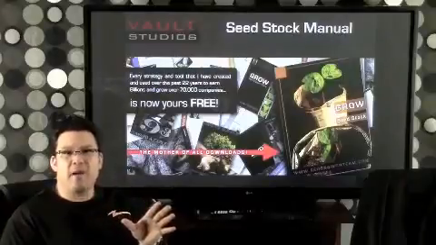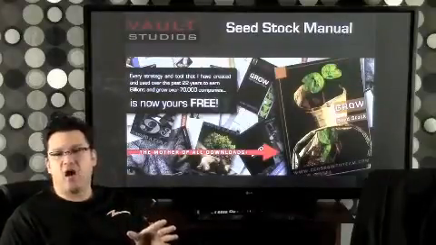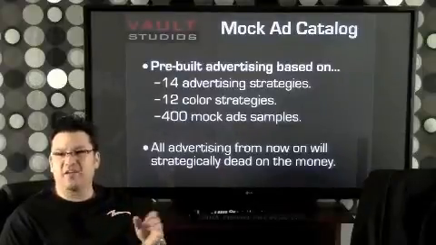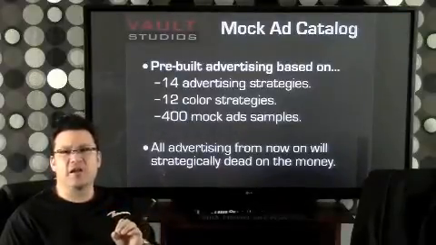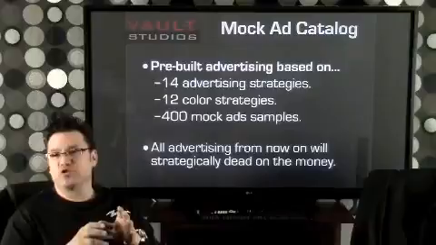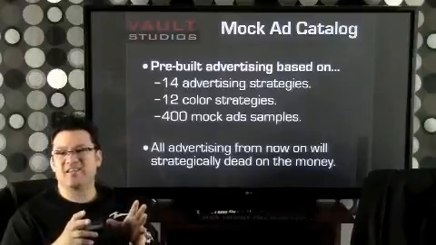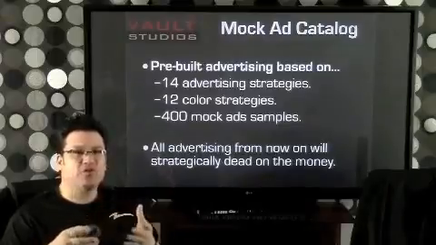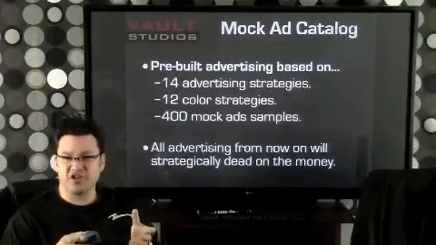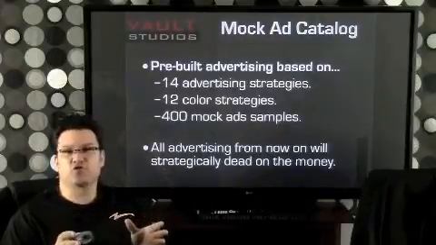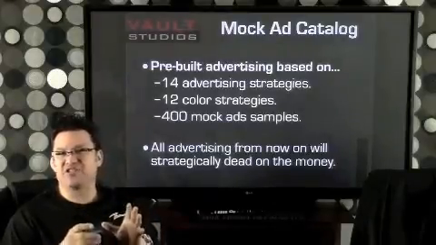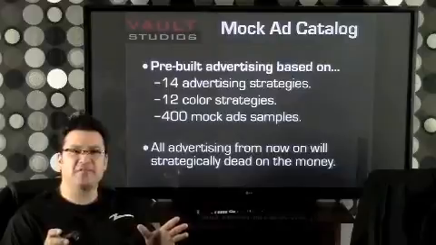Okay, so let's talk about the mock ad catalog inside seed stock and what that's all about. Guys, the reality is that the mock ad catalog is such an amazing resource for you. And what it is, it's pre-built advertising based on my 14 advertising campaign strategies and my 12 color strategies. And there's about 400 or more mock ads that are already done from every kind of industry.